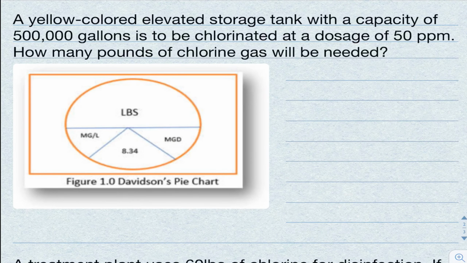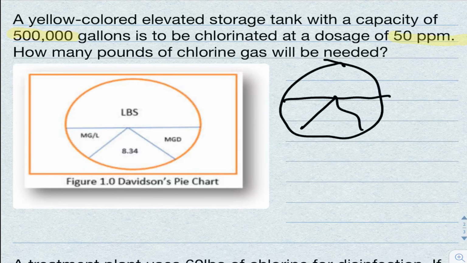A yellow-colored elevated storage tank with a capacity of 500,000 gallons is to be chlorinated at a dosage of 50 ppm. How many pounds of chlorine gas will be needed? Okay, let's look at the numbers given to us, 500,000 gallons and 50 ppm. Let's start by making our chart. We know 8.34 is going here, 50 ppm is going there, and we need MGD, so we divide the 500,000 by 1 million, which is 0.5.